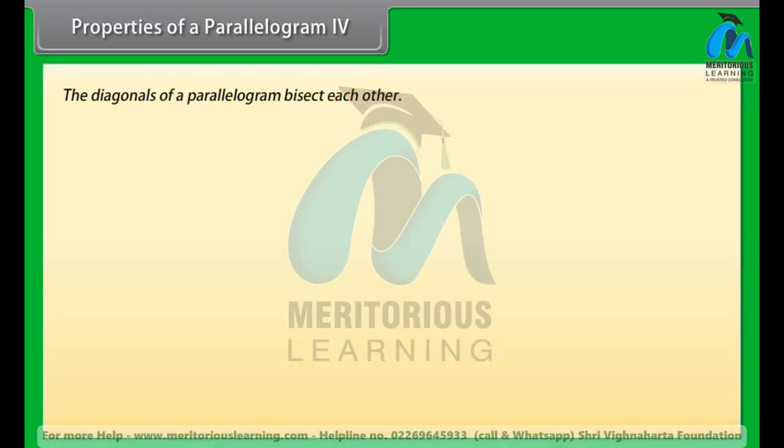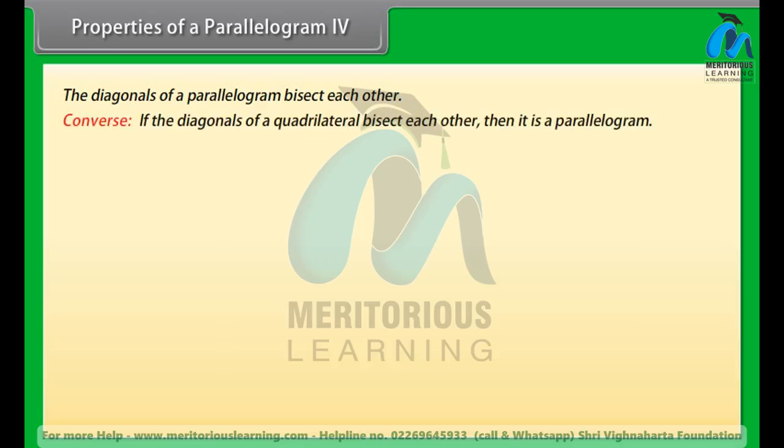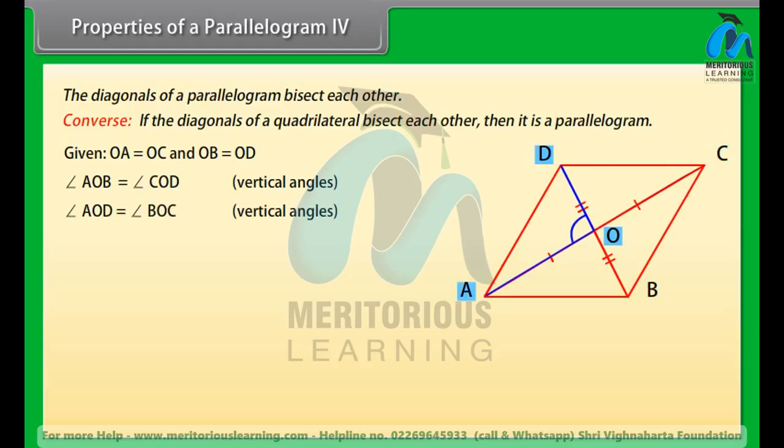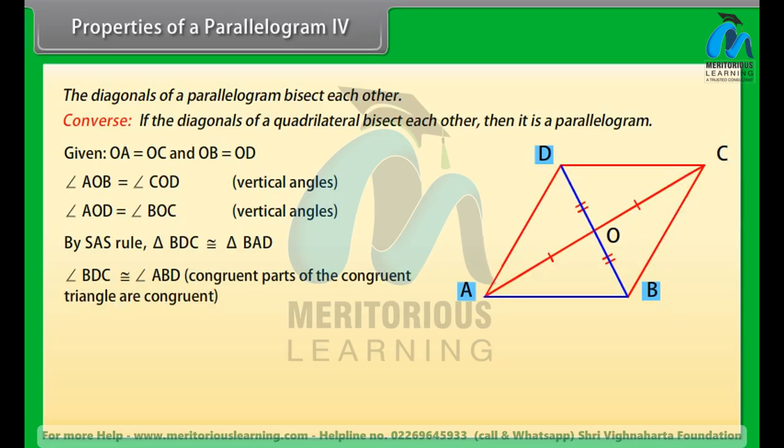The converse of this theorem results in one more theorem. The converse says, if the diagonals of a quadrilateral bisect each other, then it is a parallelogram. Let us prove it. It is given that OA is equal to OC and OB is equal to OD. Angle AOB is equal to angle COD because these are vertical angles. Similarly, angle AOD is equal to angle BOC. So, by SAS rule, triangle AOB is congruent to triangle COD.